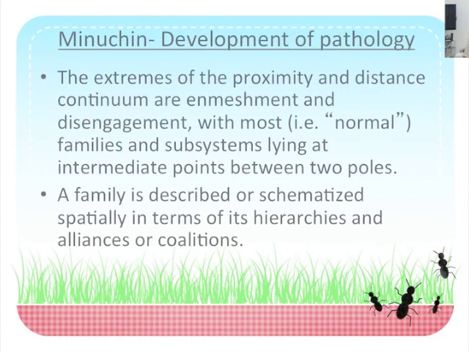Minuchin focused on the extremes of the proximity and distance continuum, so between enmeshment and disengagement. So yeah, you've got to be careful. I think with this, if you see questions on this, you'll need to look for other clues to see whether it's Minuchin or Bowen that they're talking about, because both of them sort of talked about those ideas. A family is described or schematized spatially in terms of its hierarchies and alliances and its coalitions.